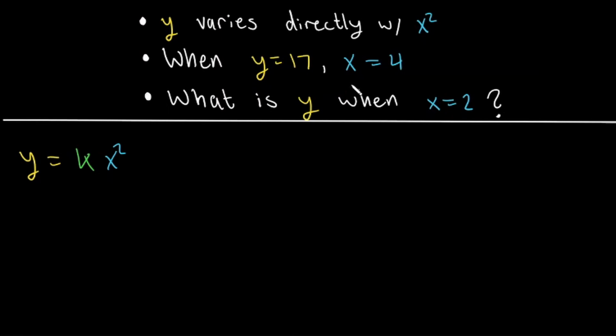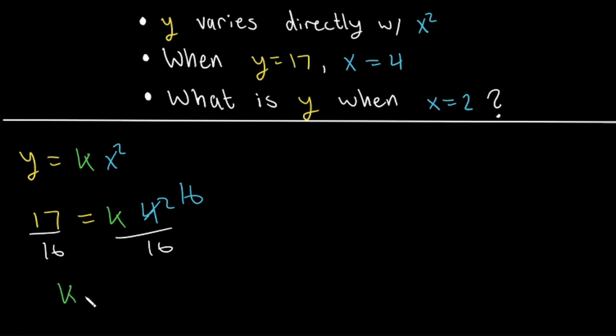When y is equal to 17, x is equal to 4. So we've done this before. Let's substitute this in. 17 is equal to k times 4 squared. 4 squared is 16. So now we can divide both sides by 16. And we will end up with k is equal to 17 over 16. So we know that y is going to be equal to 17 over 16 multiplied by x squared.